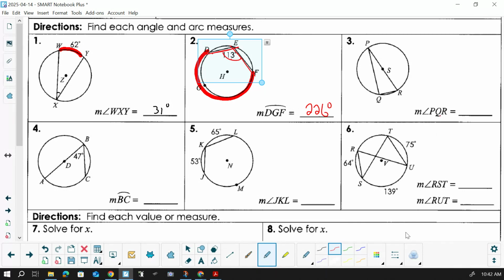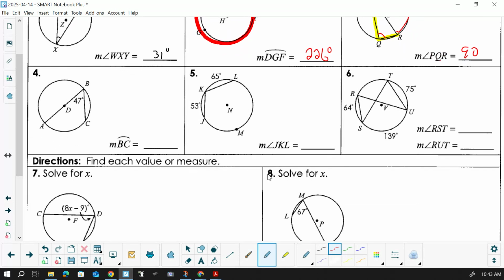Angle PQR. Okay, now this one, since it's drawn a little bit different, you got to make sure you know which one you're looking at. So use this here. So angle PQR is intercepting this arc right here, from here around to here. Well, since that's the diameter, this is 180. So this angle would be half of that, making it 90.